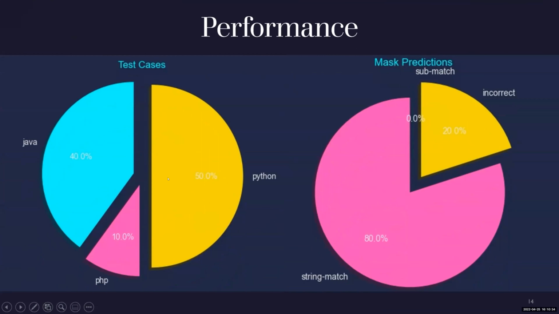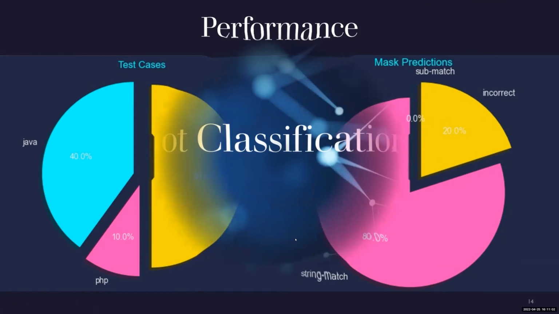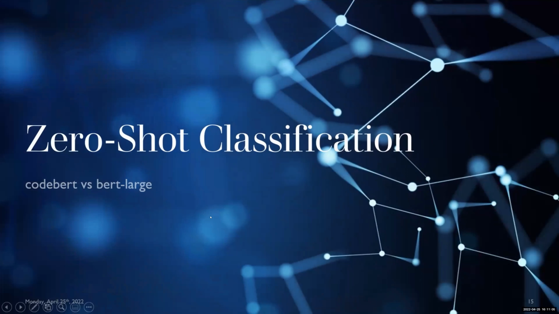So in my test cases, I barely had any PHP in this one. It was mainly Python and Java. And 80% of the time it matched the string, so it came up with the correct answer 80% of the time pretty much. It didn't really do any substring matches, because it matched the string first, so it didn't matter. And in zero shot classification, I tested CodeBERT against BERT large.